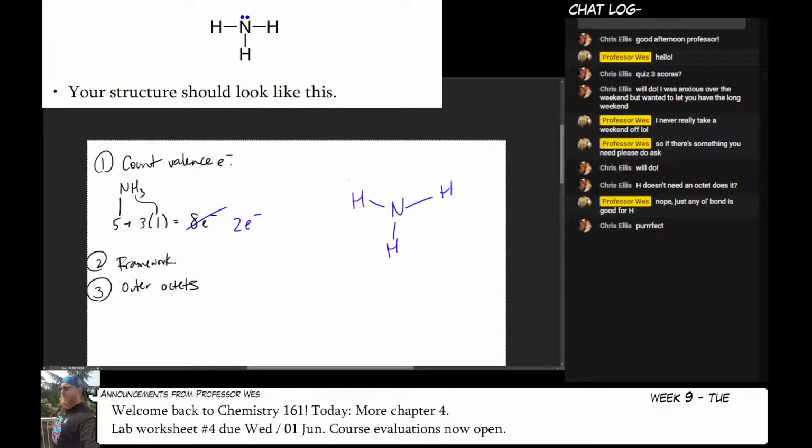Step 3, I should do outer octets, but it's all hydrogen. Hydrogen, remember, hydrogen only can do this, right? And if I add one more electron, it will have a full n equals 1 subshell. Actually, that wouldn't even be a subshell. That'd be just a shell. So that's stable. So hydrogen just wants to have 1 additional electron shared with it in a bond. For our inner octets, I'm going to put the remaining 2 electrons on the central atom.